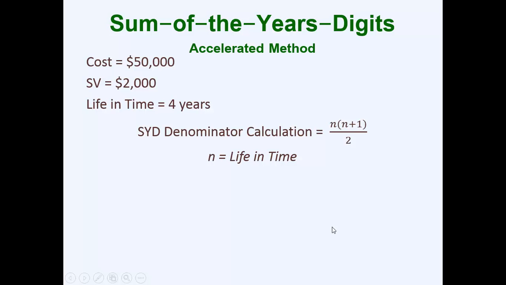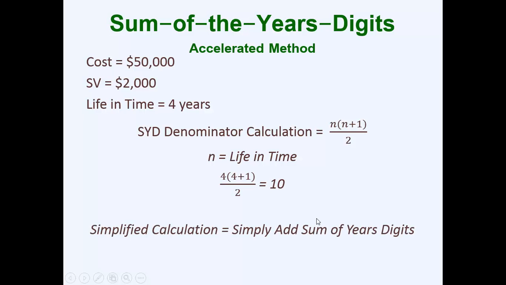The algebraic equation is n, so think n, that's your life in time, and you plug that number in. For that fraction I'm going to use with the sum of the year's digits, this is just figuring out the denominator. It's the numerator that will change. Now, there is a simplified calculation, and it's why it's called this. You just add the sum of the year's digits. So 1 year plus 2 plus 3 plus 4, that's 10. Either way, whatever's easier to remember.